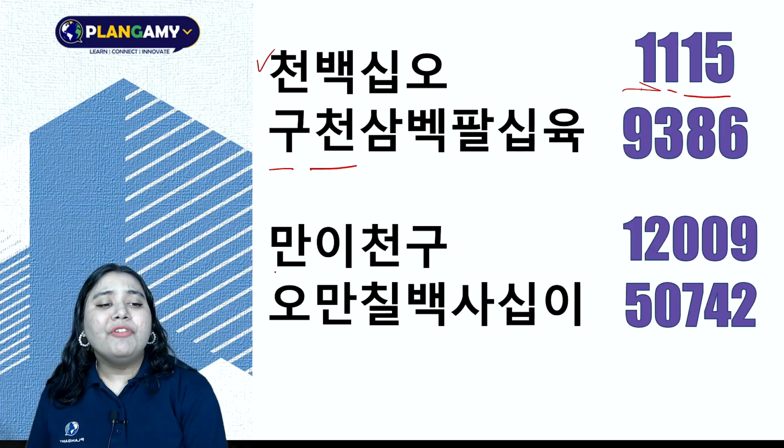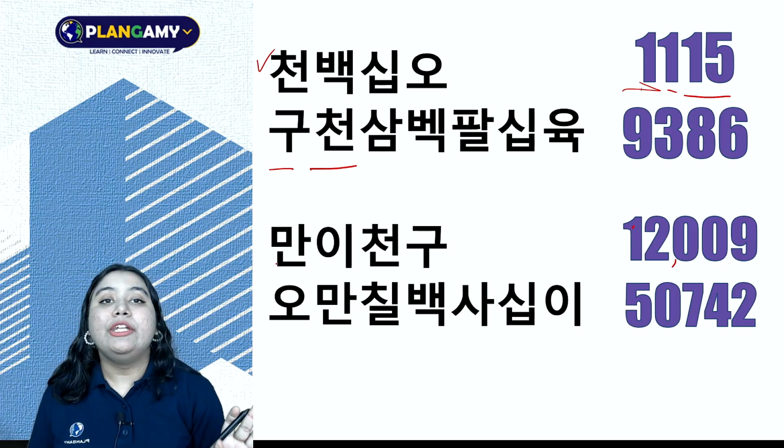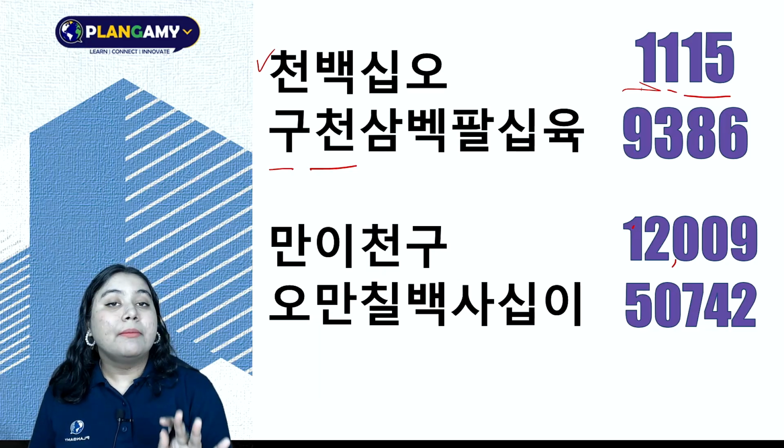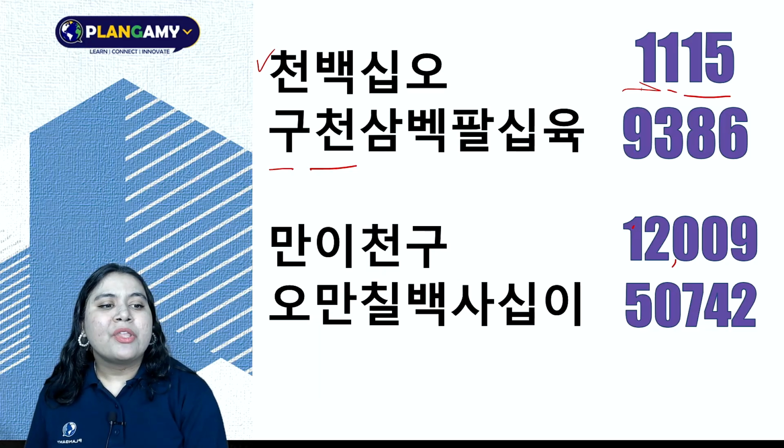Okay. Moving on to man, or 10,000. Similarly for man, if I have 12,000, right? I already have 1, right? It's 10,000. Man is 10,000. So you don't need to put il man. Man is already 10,000 by itself.